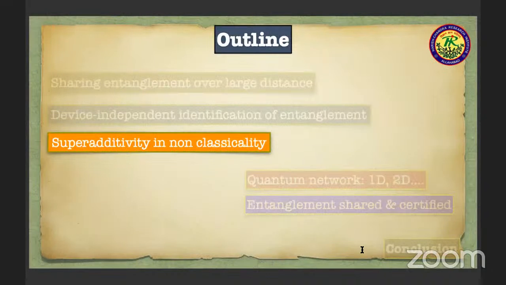Okay, so now I will talk about something which I have already mentioned. So this is superadditivity in non-classicality, or activation of non-classicality.